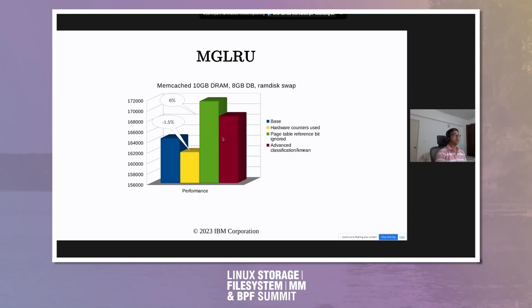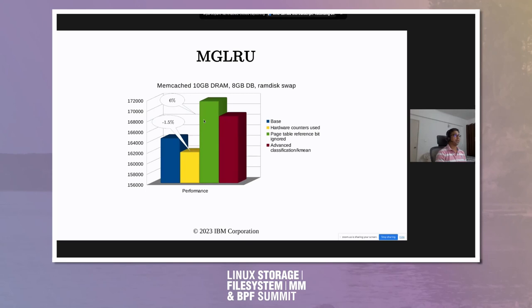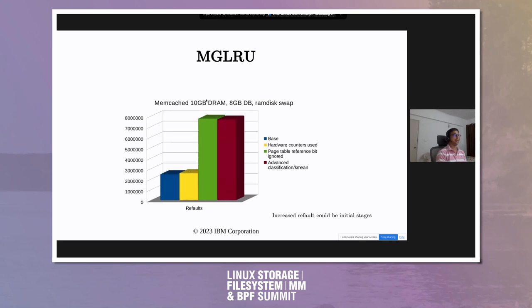But then there are some interesting observations. This is the advanced classification, the red bar, which is me clustering. I also have a flame graph, which shows why the performance dropped. Here is the interesting thing that happened: when I completely removed the folio referenced RMAP walk and depended completely on the hardware reference count, the refaults actually increased dramatically. I am yet to find out why. The performance also improved dramatically, but the refaults also increased dramatically.